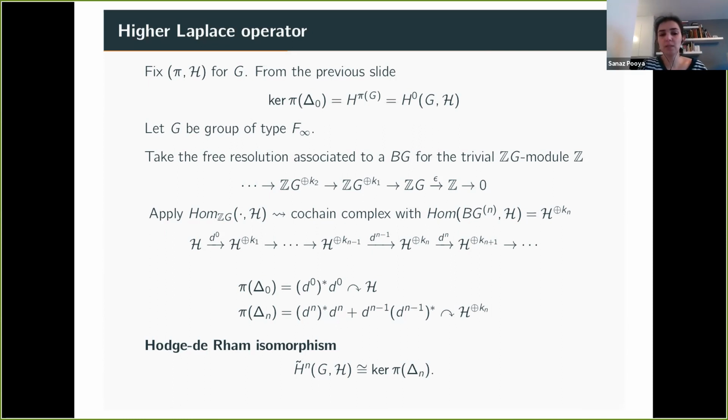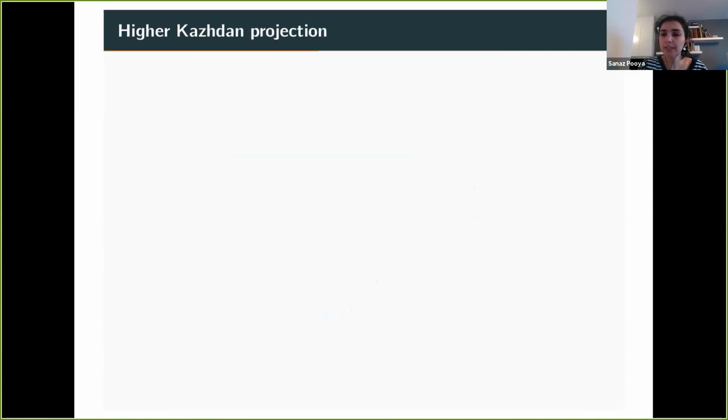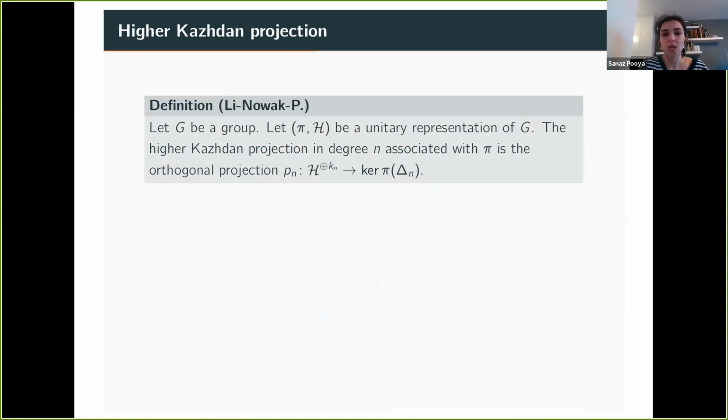Now with this, we can actually define higher Kazhdan projections. So we have a group G and we fix a unitary representation of G. The higher Kazhdan projection in degree n associated with this unitary representation is the orthogonal projection defined on the nth cochain into the kernel of delta n.